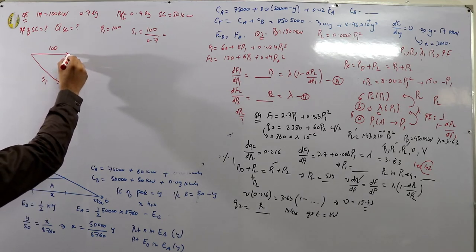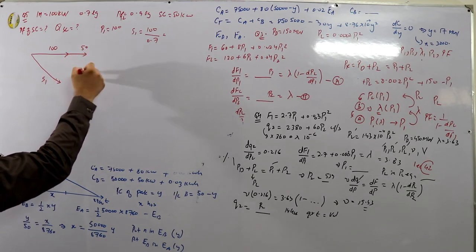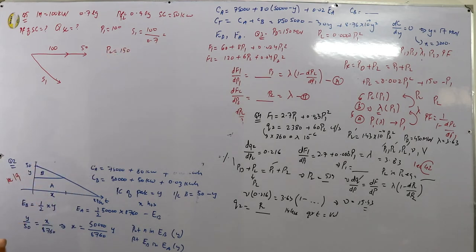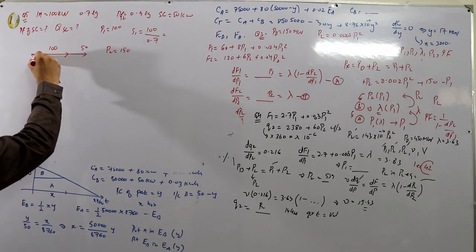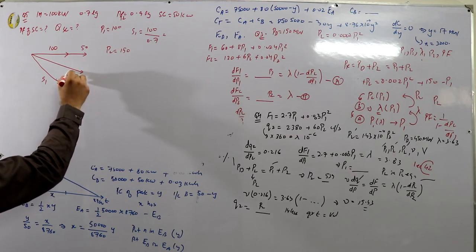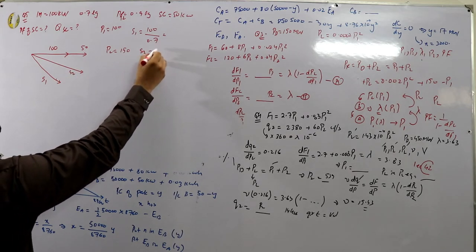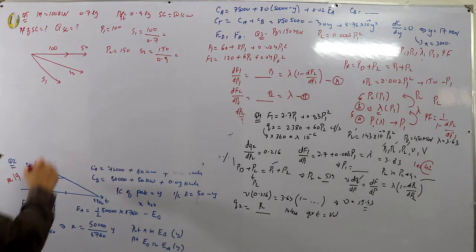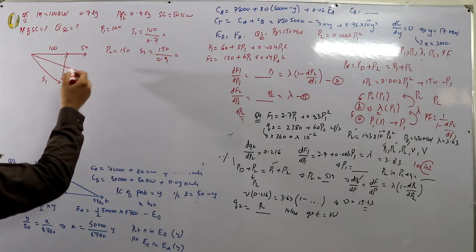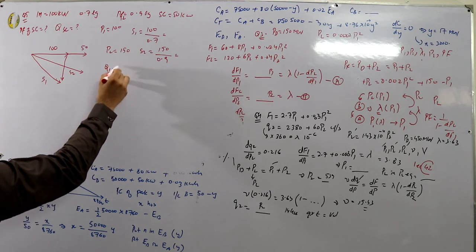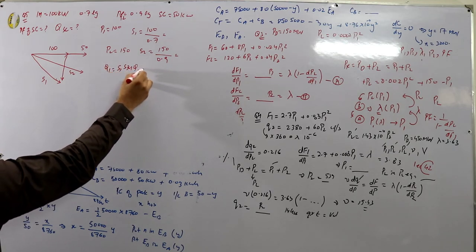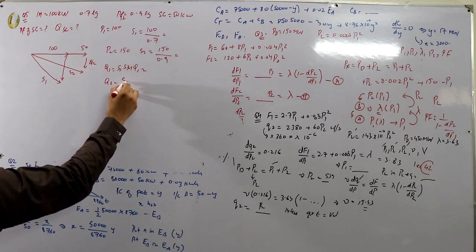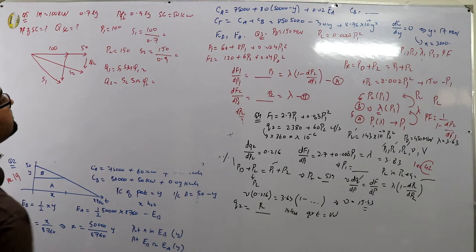Now you have installed a synchronous condenser of 50 kilowatts. So your P2 has now come out to be 150 kilowatts, right? And similarly, the kVAs would also change to S2, which would be 150 by the power factor, which is 0.9. And the kVARs would also reduce. Have a look, Q1 was S1 sine of phi1, and Q2 is S2 sine of phi2.